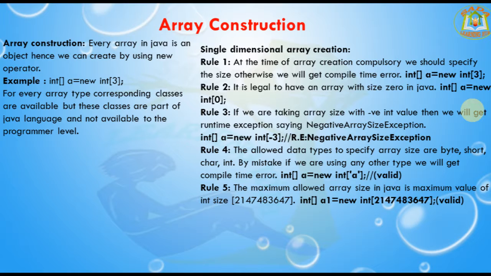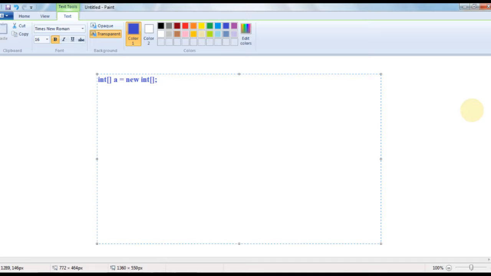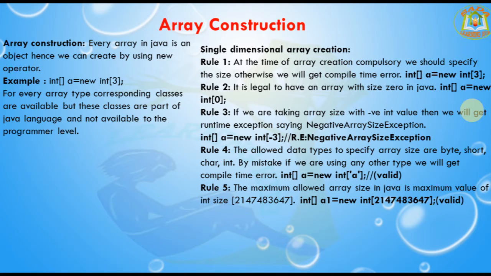If we are taking array size as a negative int value, then we will get a runtime exception saying NegativeArraySizeException. For example, if you see this example, here I am giving -3. It gives the exception negative array size exception. And go with rule number 4. The allowed data types to specify array size are byte, short, char, int. By mistake, if we are using any other type, we will get a compile time error.